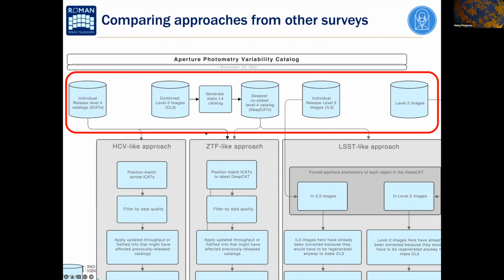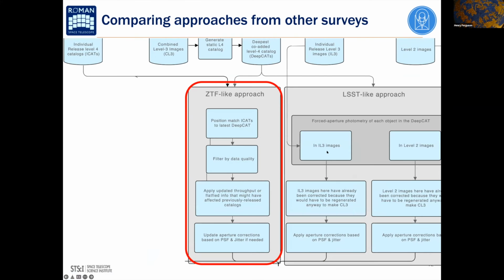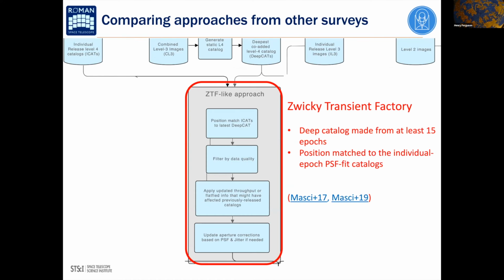So in the Hubble-like approach, there's no new photometry. You only do the photometry epoch by epoch. You do catalog matching. This was really dictated by the way Hubble data were obtained and the fact that the surveys are very inhomogeneous. And even with a lot of careful processing there, the artifact rate is about 19%. And of course, Roman will be able to do much better.